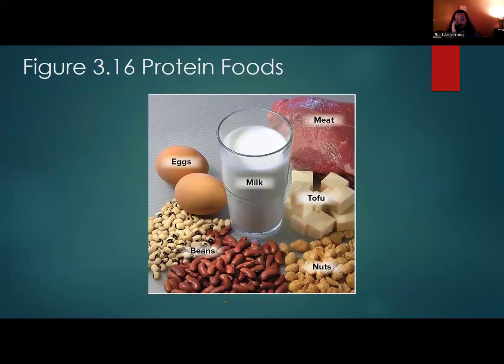So proteins are going to be pretty common. They're stuff that you see every day. So here are some eggs, some milk, some meat, tofu, nuts, and beans. Those are going to be super common ones.